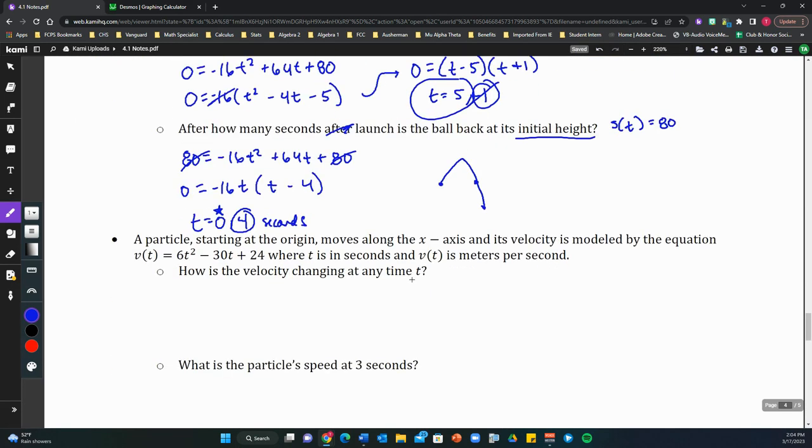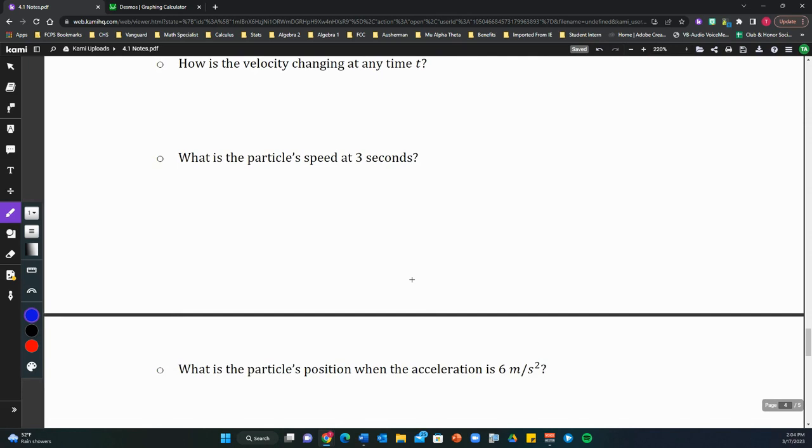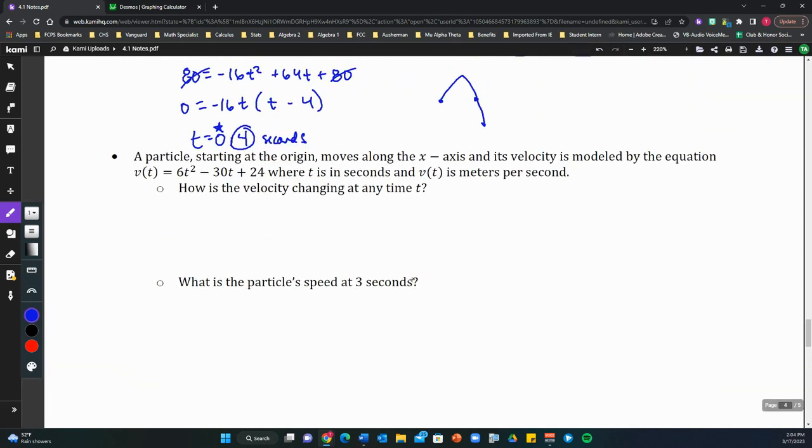All right, let's take a look at one more PVA problem. Now for this one, this is going to be horizontal motion. Okay, so we're talking about a particle starting at the origin and it moves along the x-axis such that its velocity is modeled by the equation v of t equals 6t squared minus 30t plus 24, where t is in seconds and v of t is meters per second.